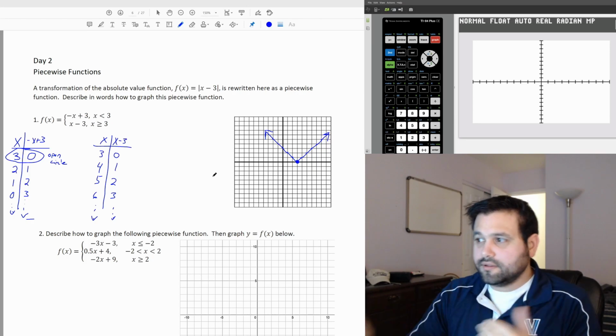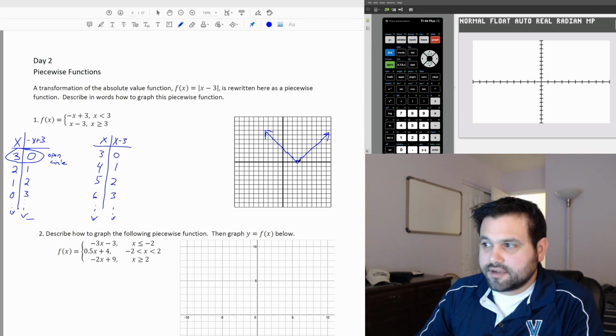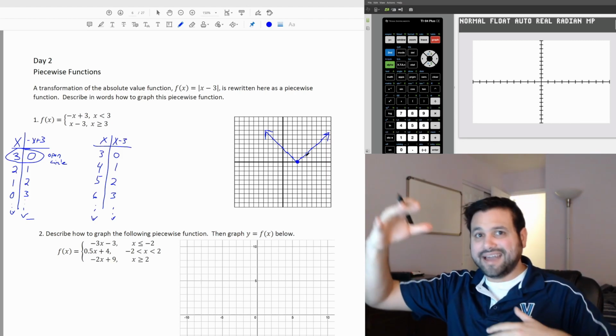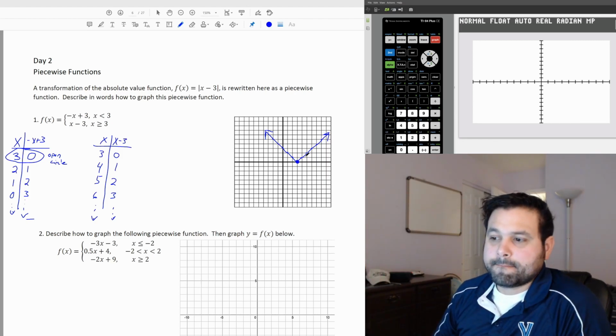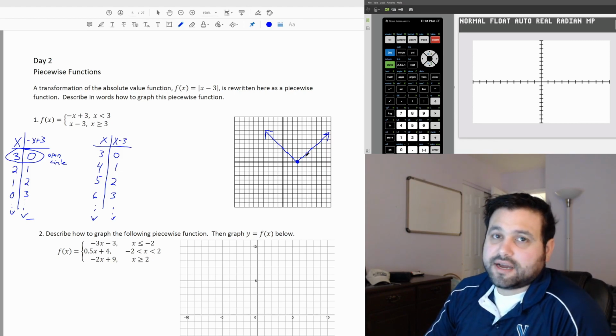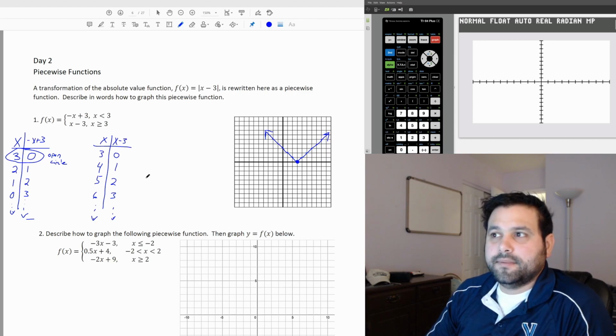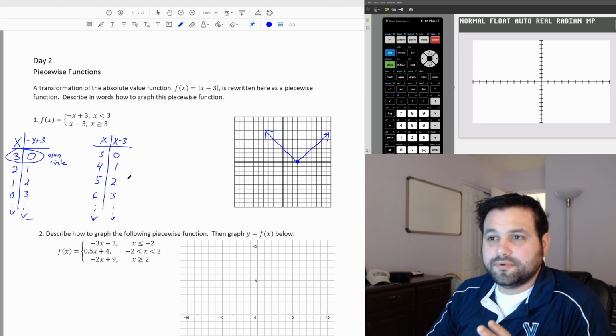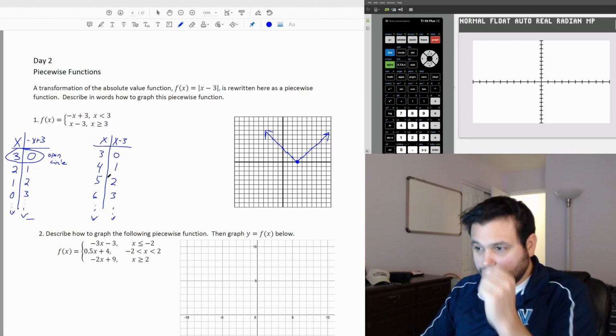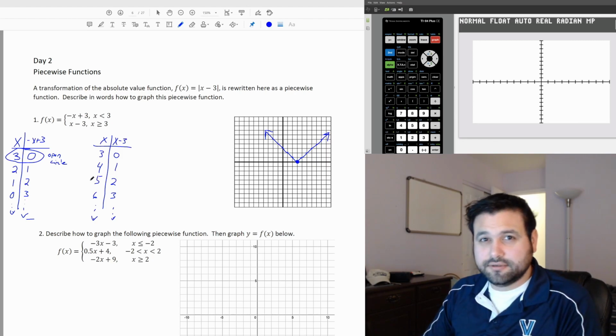Sometimes the pieces will line up and connect like they just did in this first example. Sometimes they won't. Sometimes there'll be gaps in the graph. Okay? Because we can pretty much make a piecewise function however we want. It just has to still follow those same ideas to make it a function, which, if we remember, in any function, it's a relationship in which every input has exactly one output. So we can't have repeated x values, right?